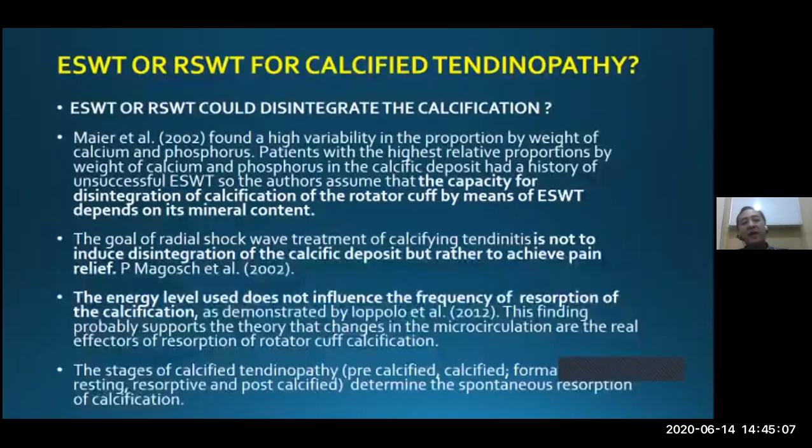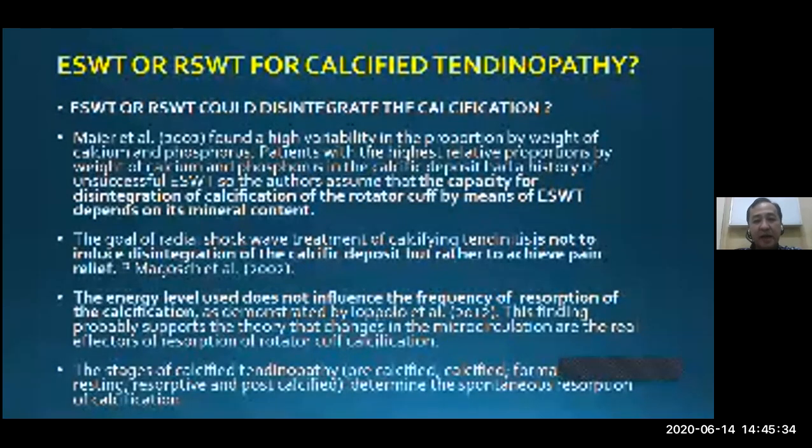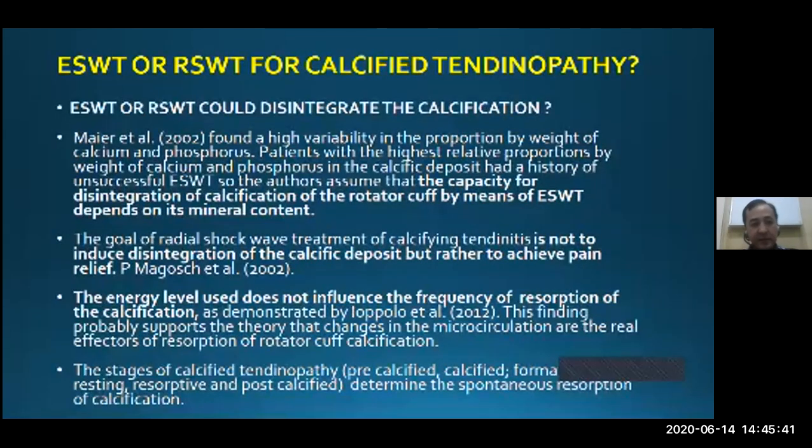And how about for calcified tendinopathy? I find many patients ask me whether I can disintegrate it, or their previous doctors said that shockwave could disintegrate the calcification in the tendon. So this is the evidence base for shockwave.